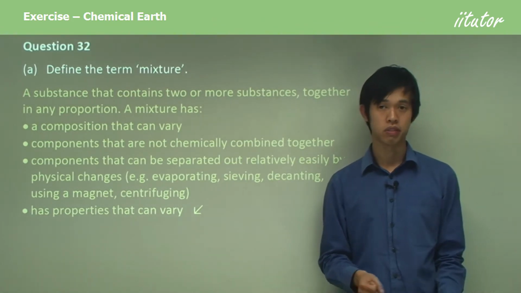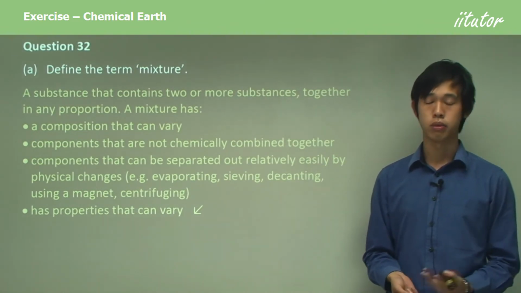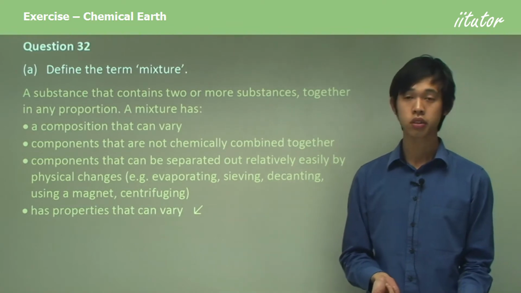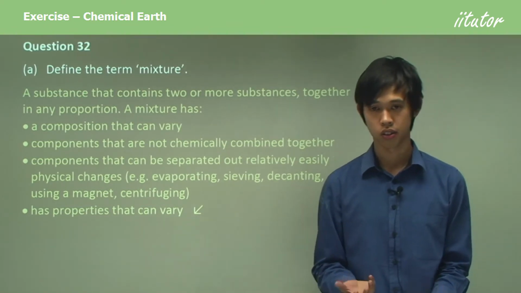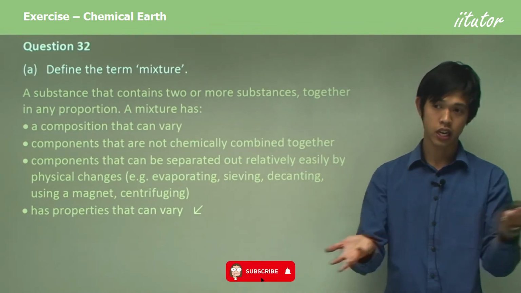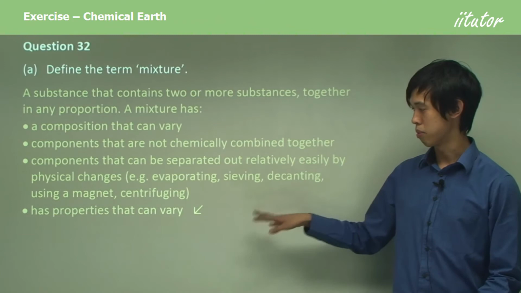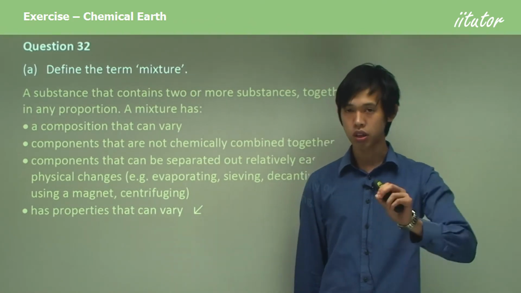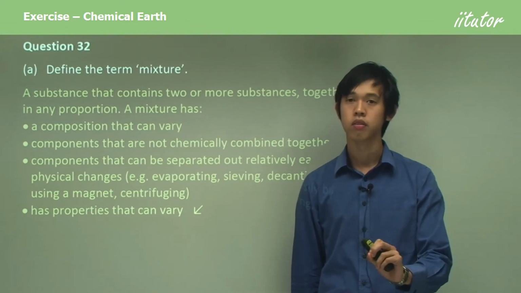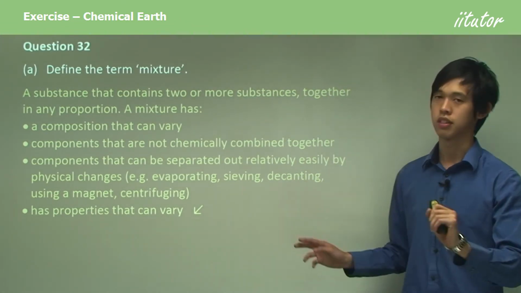So let's take salt water for an example. Salt water can conduct electricity very well if there's a lot of salt. Or it can conduct electricity very badly if there's not a lot of salt. So you can see that the properties have changed straight away. So you can see that the properties can vary, but sodium chloride will not conduct in solid state regardless of how much sodium chloride you have. Okay, so there's the difference.